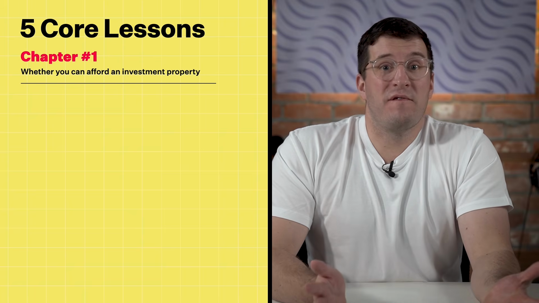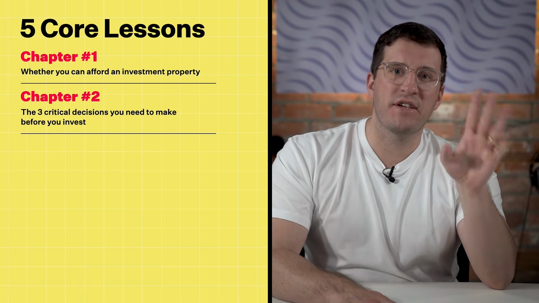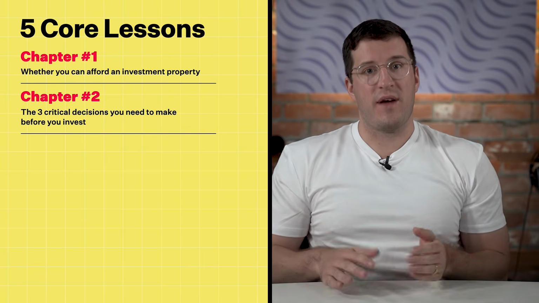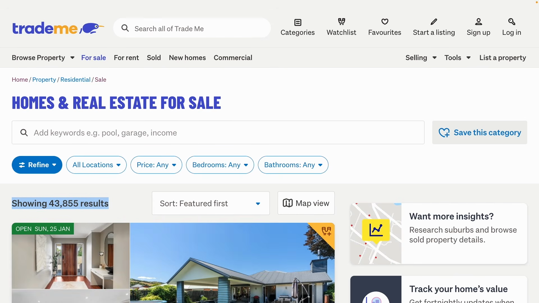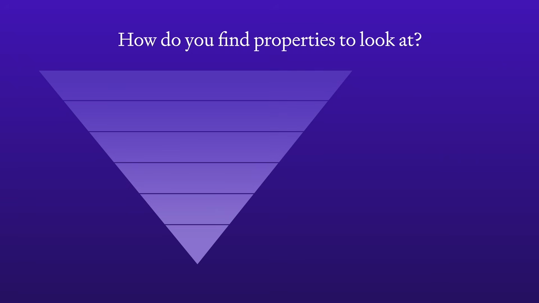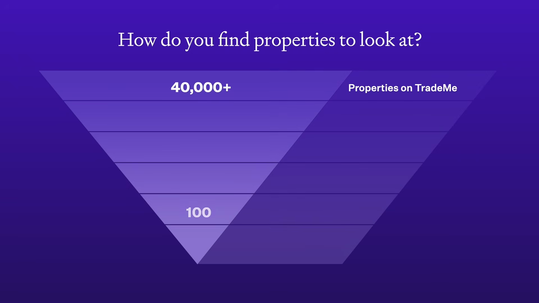Now you know if you can afford an investment property, there are 3 major decisions you need to make before you start looking at properties, because right now there are over 40,000 properties currently listed on sites like TradeMe, OneRoof, and realestate.co.nz. But how many could you realistically look at as an investment? Maybe 100 before you end up buying one property, but you can't look at all 40,000, right? So you need a way to sift through these 40,000 property listings to look at only the ones that are potentially good investments. And we do this by setting our buying criteria and making these 3 key decisions.